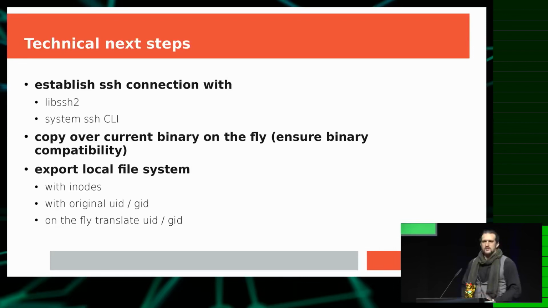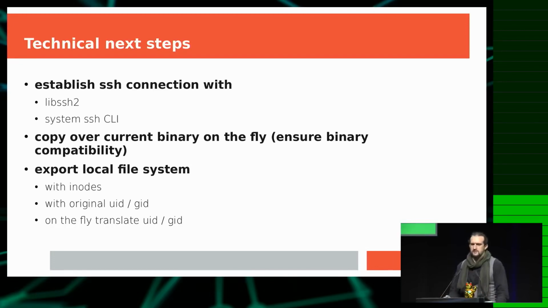So, as usual, when you're under pressure, you start developing, and you start like, oh, I have this libssh2, the system CLI can also copy stuff. Then you think about practical problems while developing, like you have to copy over your binary, because you have development and protocol changes. And then you realize, oh, the Linux file system basically relies on inodes and UID and GID translations, so you need that as well.